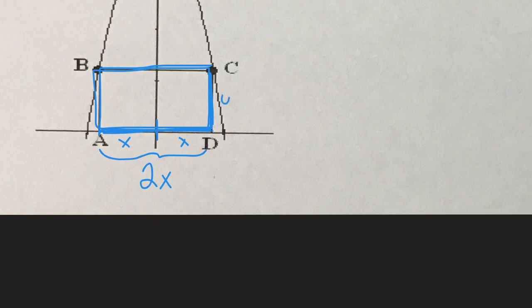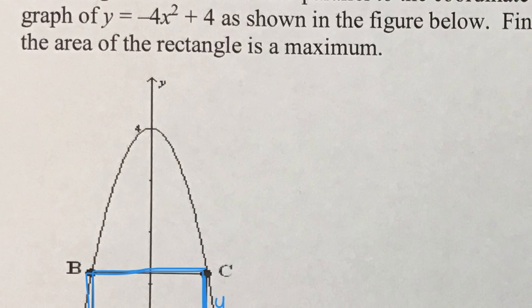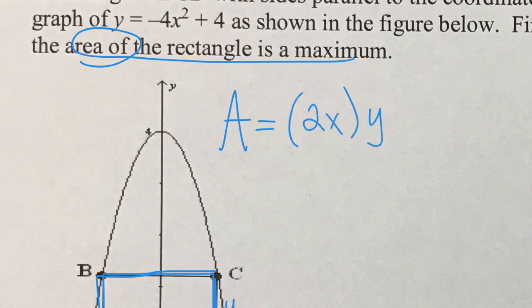And then the height is, of course, the y value. The height of this rectangle is the y value. So if we want to maximize the area of the rectangle, the area is the length, which is 2x, times the width, which is y. So that's the formula that we want to maximize.